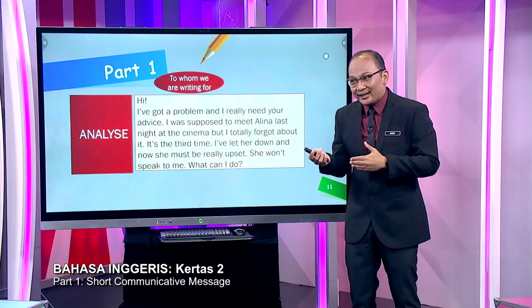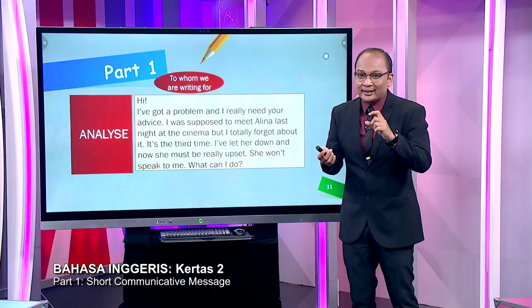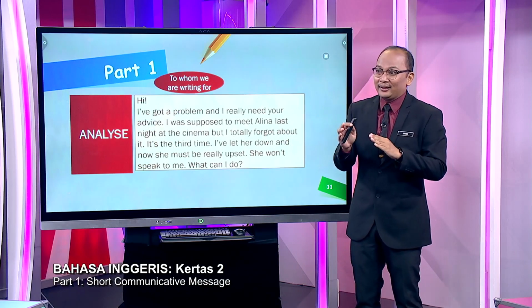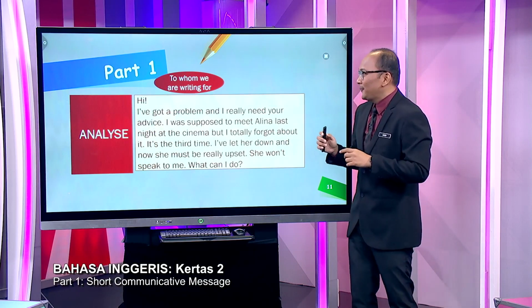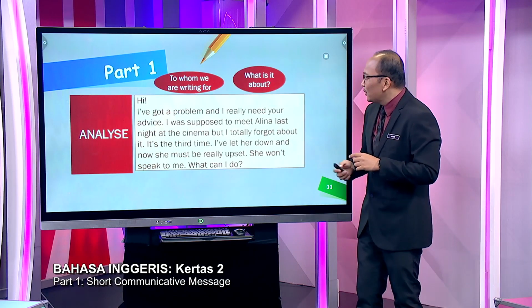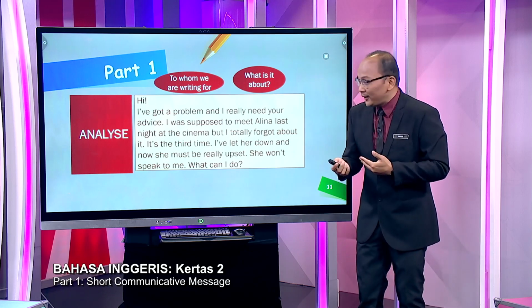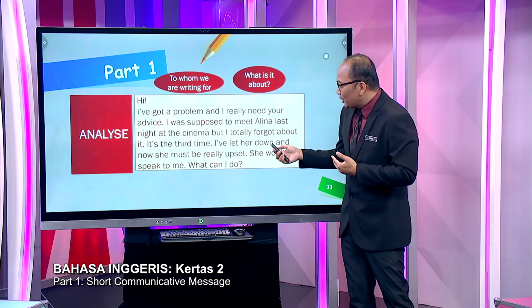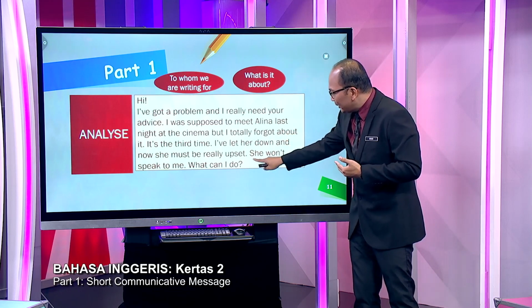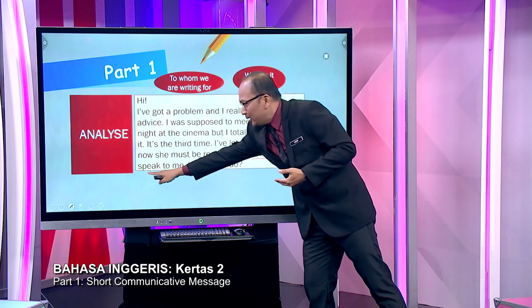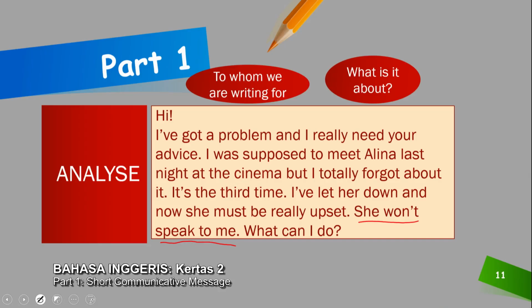Because now the questions are tricky. If you don't pay very good attention to the question, then you might write other people's names. It will affect the mark a little bit, the content segment. What we need to do next is also, what is it about? We need to identify what we need to reply to our friend. I think this is the last part. She won't speak to me. This is the problem, right? What can I do?